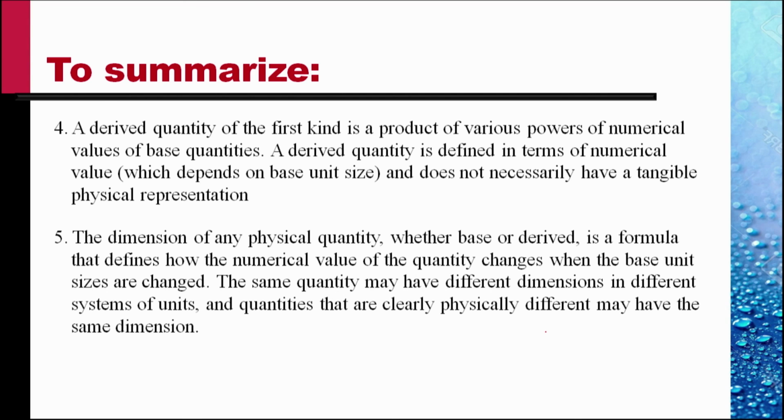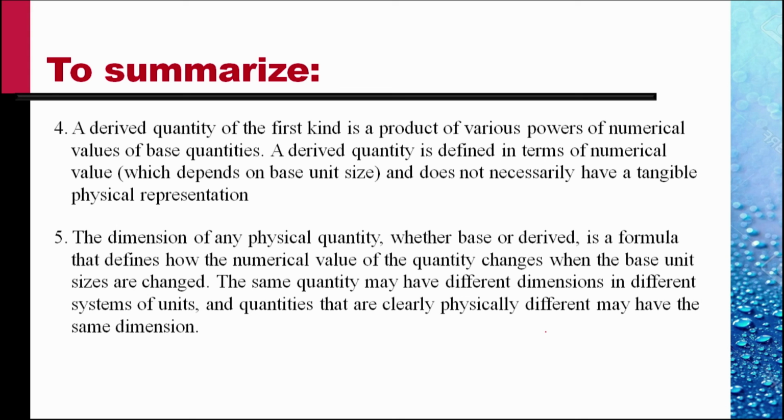The dimensions of a physical quantity, whether base or derived, is a formula that defines how the numerical value of the quantity changes when the base unit sizes are changed. So if the base unit size is changed by a factor n, then the quantity changes as 1 over n. If the dimension is 2, then it changes like 1 over n squared, and so on. The same quantity may have different dimensions in different systems of units.